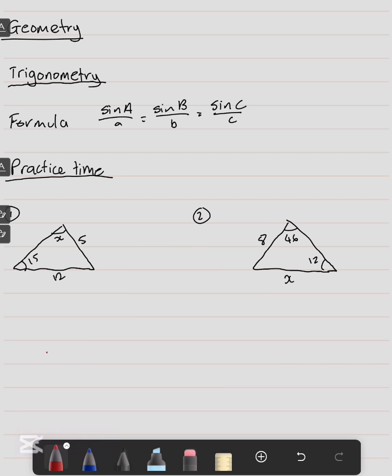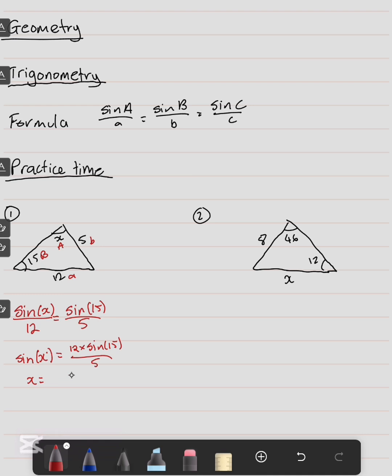I'll now go over the answers. First things first is that we label our sides. Uppercase B, lowercase b, uppercase A, lowercase a. Now we plug that into our formula. We've got sine x over 12 is equal to sine of 15 over 5. We rearrange our algebraic equation and we get sine x is equal to 12 times sine 15 over 5. Rearrange all of that. x is equal to sine^-1 of 12 times sine of 15 over 5. And we plug that into our calculator and x is equal to 38.4.